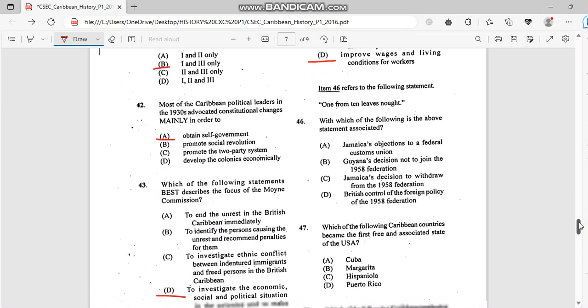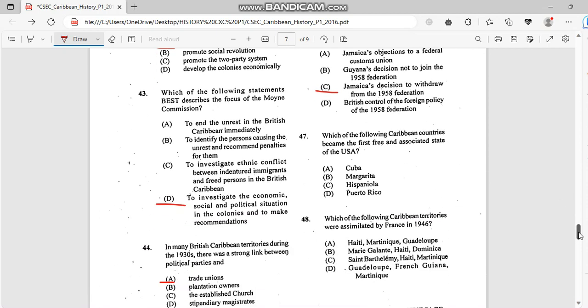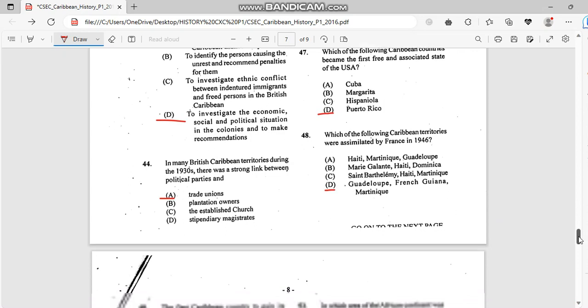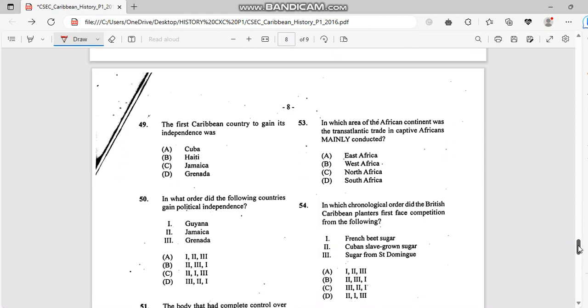All right. Number 46, one from ten knot, and one from ten knot has to be withdrawn. So this one was Jamaica's decision to withdraw from the 1958 Federation. All right. Hope you guys are copying that. All right. Number 47. Which of the following Caribbean countries became the first free associated state of the United States? And it was Cuba. Sorry, not Cuba. Puerto Rico. Sorry. Number 48. Which of the following Caribbean territories were assimilated by France in 1948? And it was Guadeloupe, French Guiana, and Martinique. And the answer is D, guys. Alright, for number 49, the first Caribbean country to gain its independence, and this one is very easy. As you guys could see, it's 80.